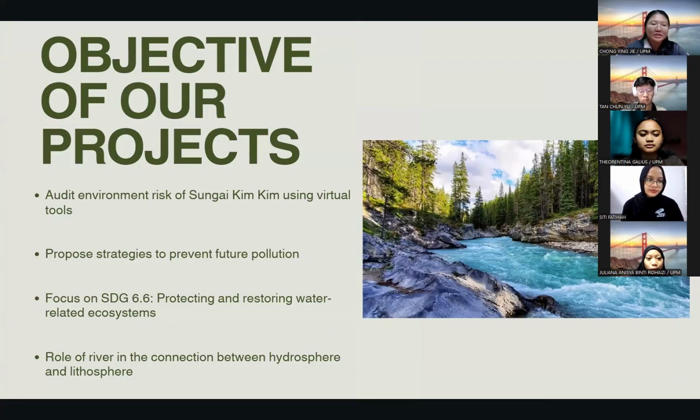Next, our project has 4 key objectives. First, audit the environmental risk of Sungai Kim Kim using virtual tools. Second, propose strategies to prevent future pollution incidents. Third, support SDG 6.6, protecting and restoring water-related ecosystems. And the fourth, emphasize the river's role in linking the hydrosphere and lithosphere for sustainable environmental management. With that, I will pass the presentation to my team member for the next topic.